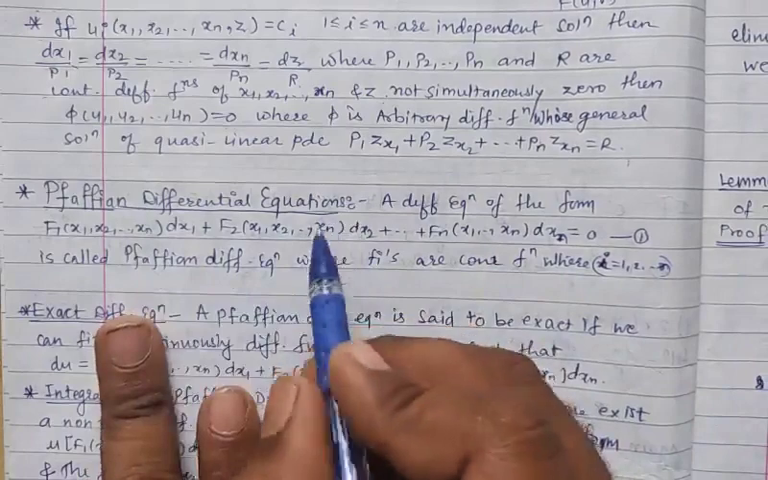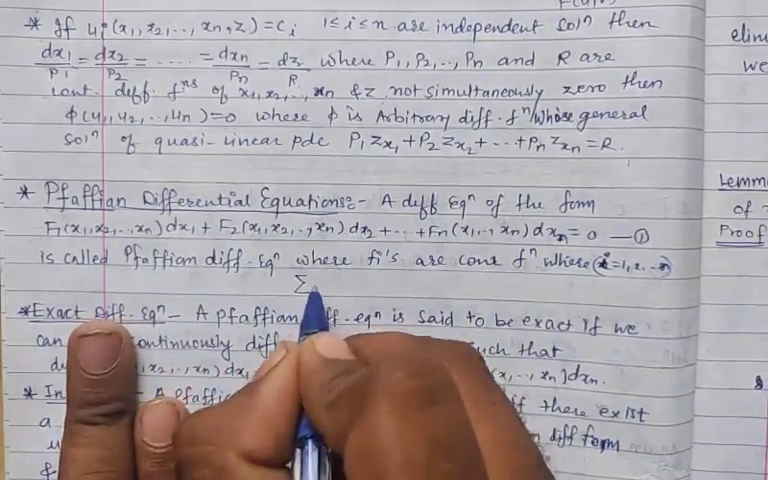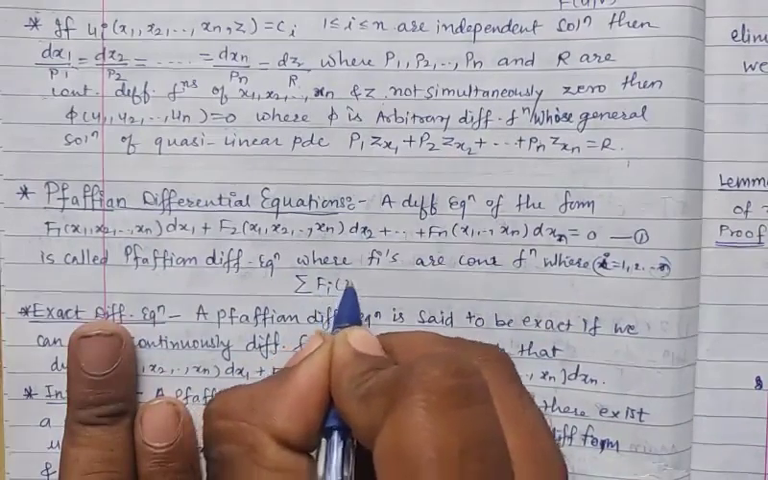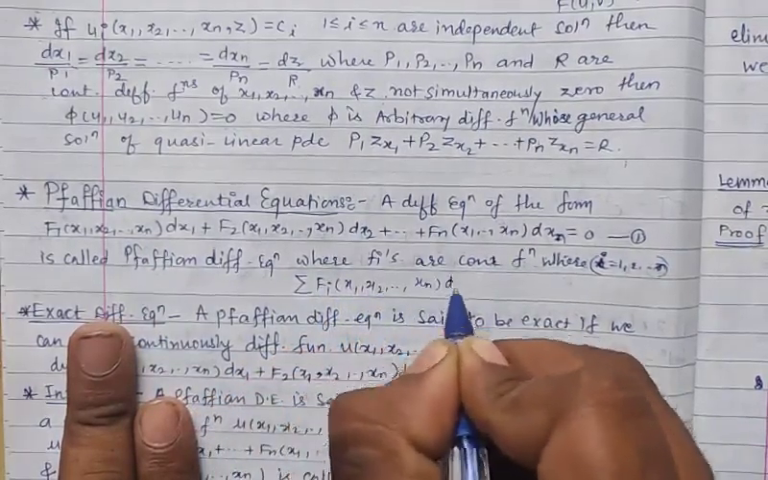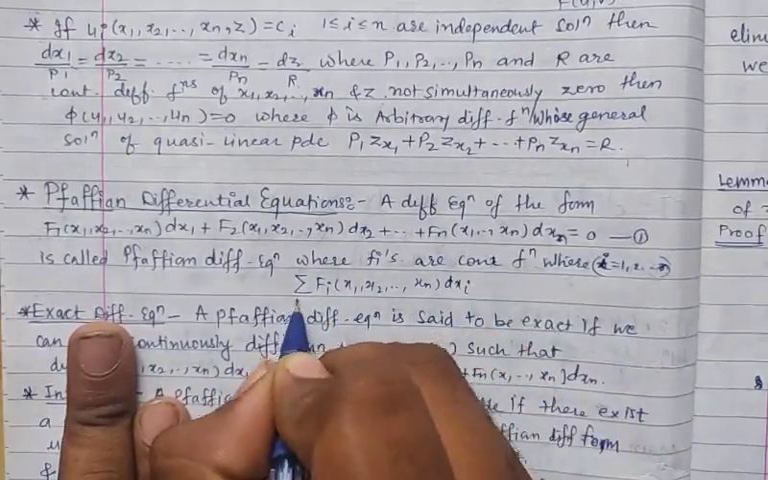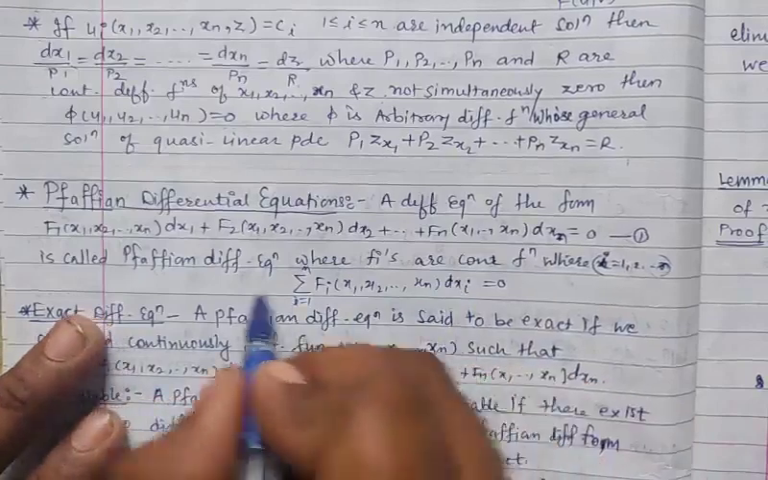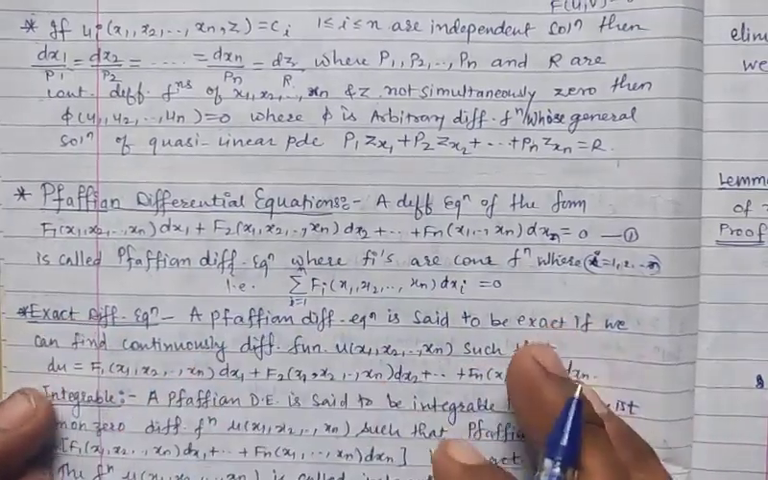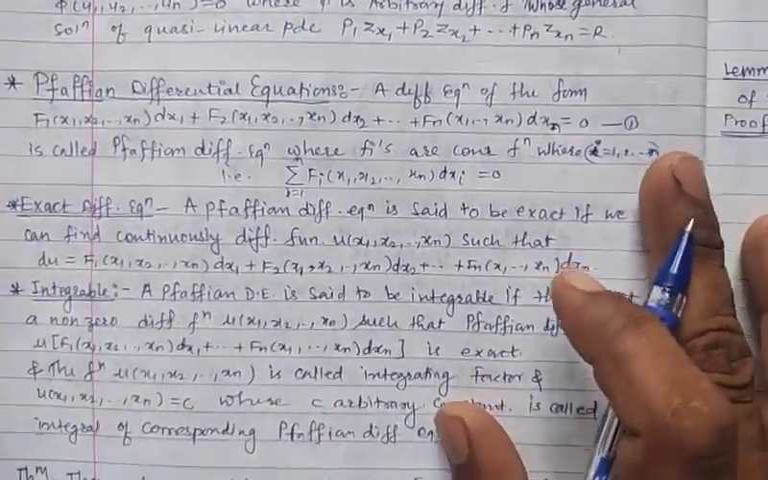This can also be written in summation form, that is, the summation of f_i(x1, x2, ..., xn) dx_i, where i runs from 1 to n, equals 0. That type of equation is called a Pfaffian differential equation. Now we will see the exact differential equation.